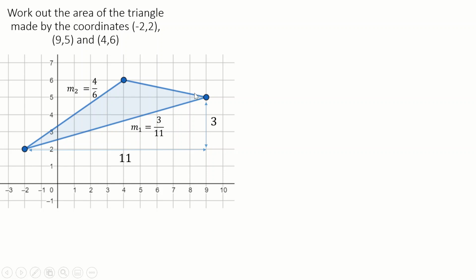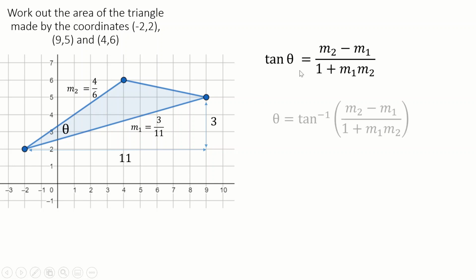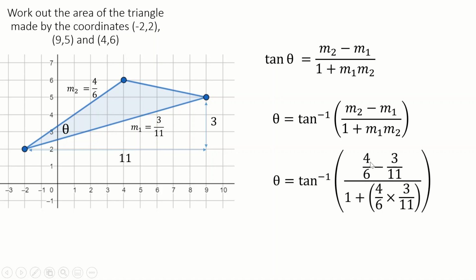And I'm going to use another formula here for this angle theta. If you have the two gradients of the lines that bound your angle, you can use this formula here. Tan theta is m1 minus m2 over 1 plus m1 times m2. So using the two gradients here, I can work out the angle. Put those in, and tan inverse is going to be theta. Put the 4/6 minus 3/11 in, and this in here, and do tan inverse of it, and you get theta is 18.43, as we found a couple of slides ago.